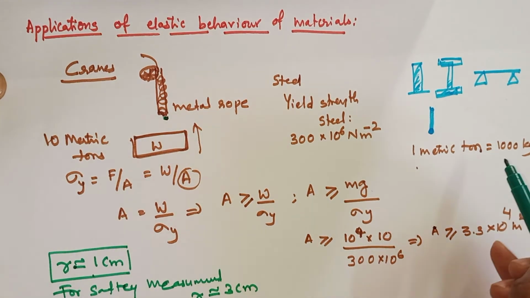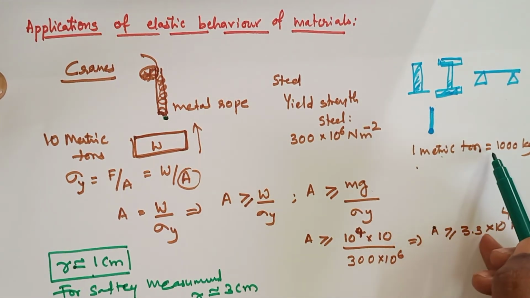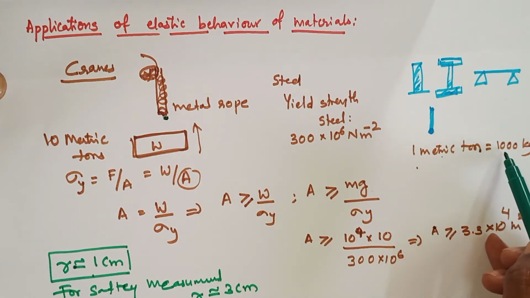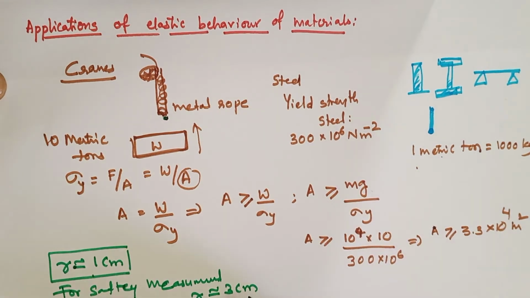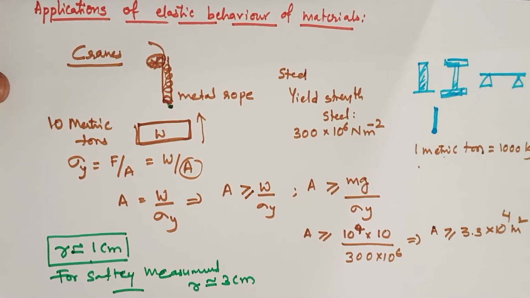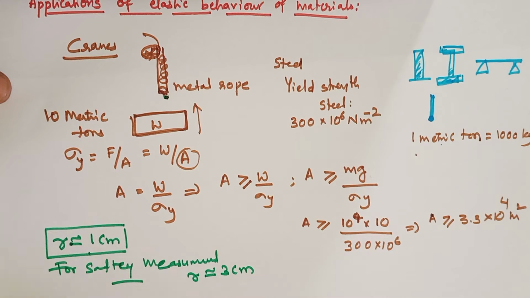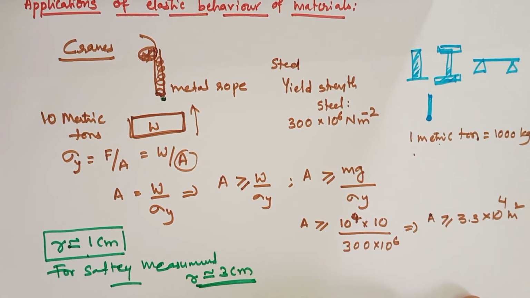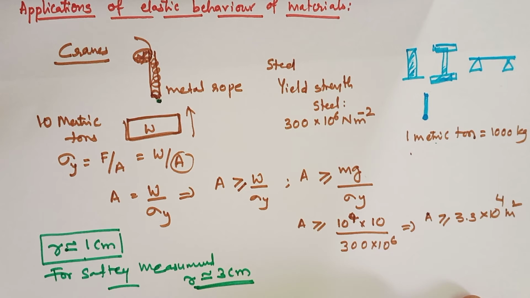10 metric tons means 10 into 1000 kg, 10 power 4 kg. So this is a simple arrangement where R appears to be 3 centimeters. This is a general way to assume the strength of the wire to lift heavy weighted bodies, right?